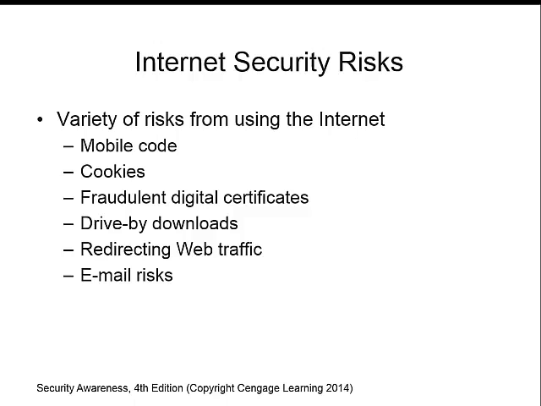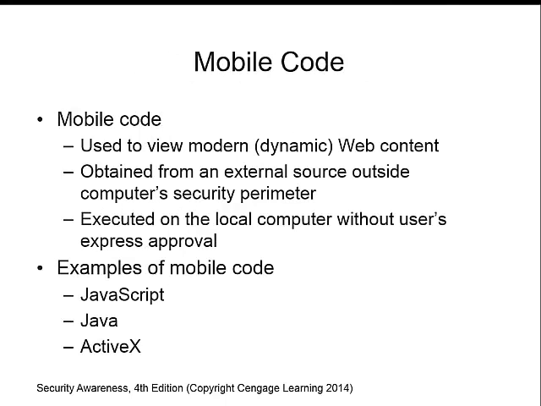Some of the Internet security risks that go along with this are mobile code, cookies, fraudulent digital certificates, drive-by downloads and redirecting web traffic, and then of course email risks. If we look at mobile code, it's used to view modern web content, and it is obtained from an external source outside your computer's security perimeter. It's executed on your computer without your express approval. Some examples of mobile code are JavaScript, Java, and ActiveX.